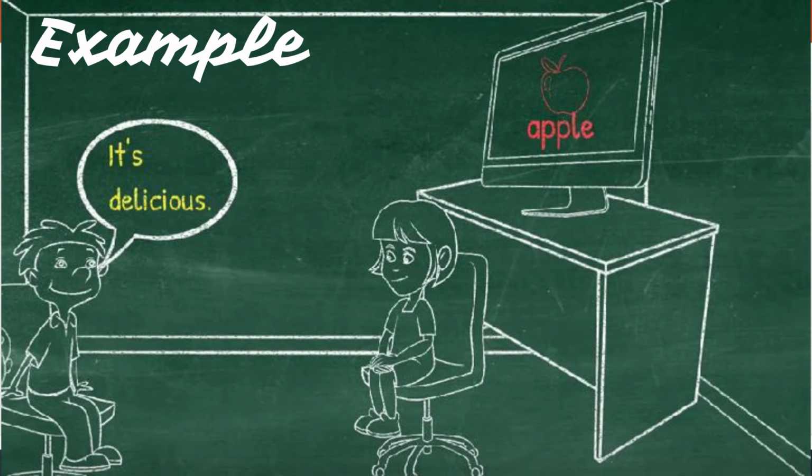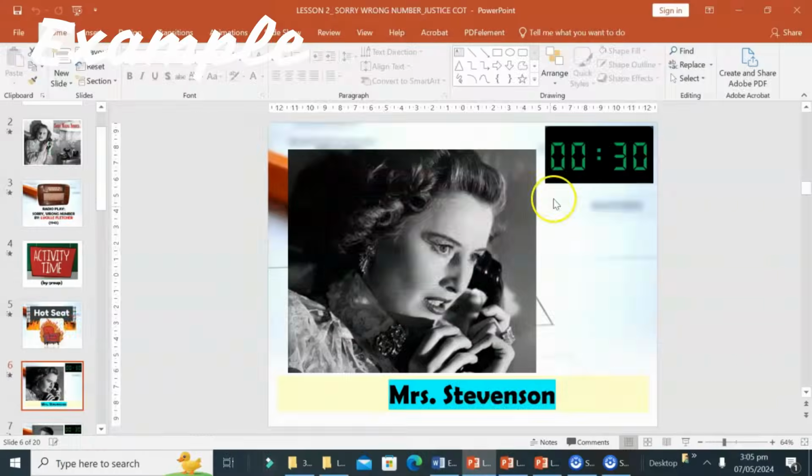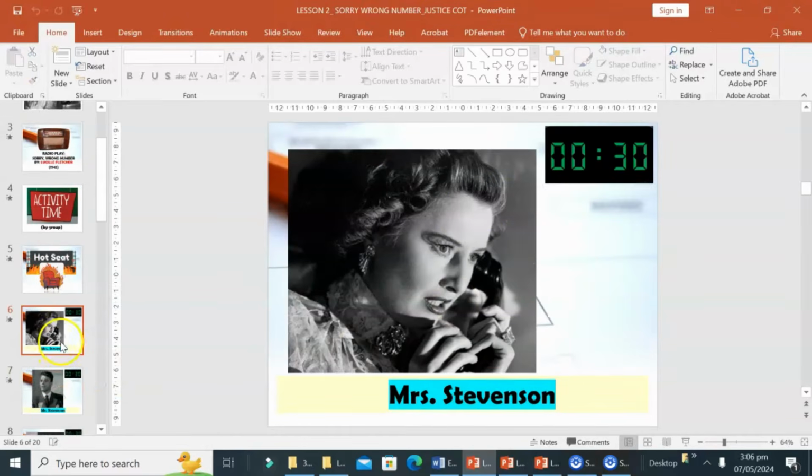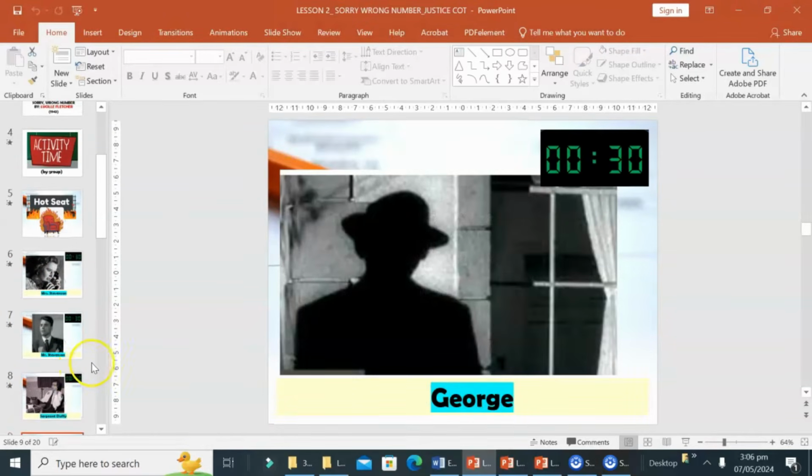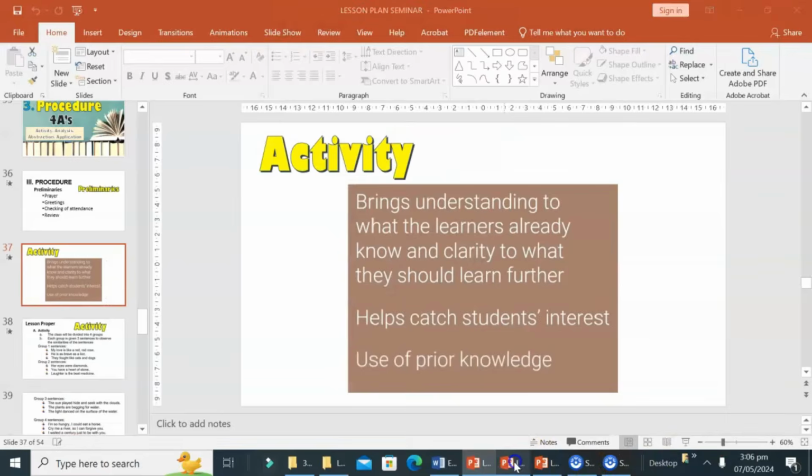So the clue giver or the student standing should have to give clue on the picture flash on the screen. Tapos magbibigay ka ng timer. I prepared here 4 pictures that they need to guess. So it's interactive. So you have to assess first the previous knowledge of the student. This can also be like a review in their part.